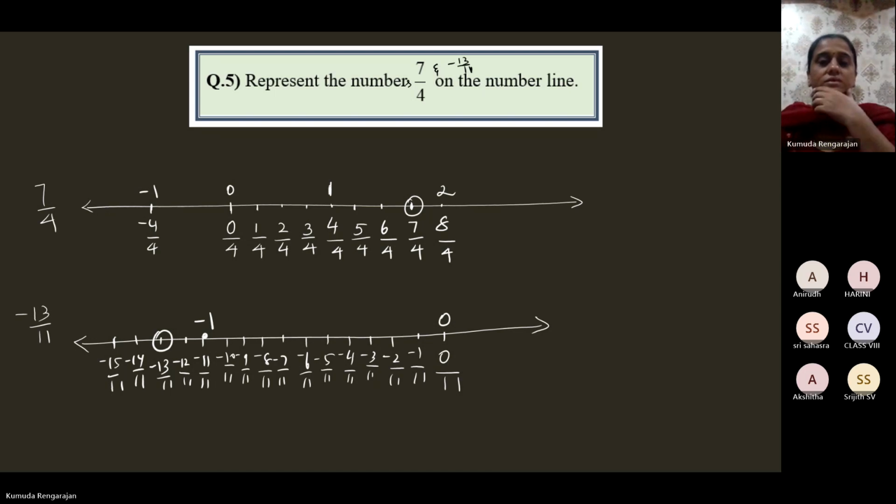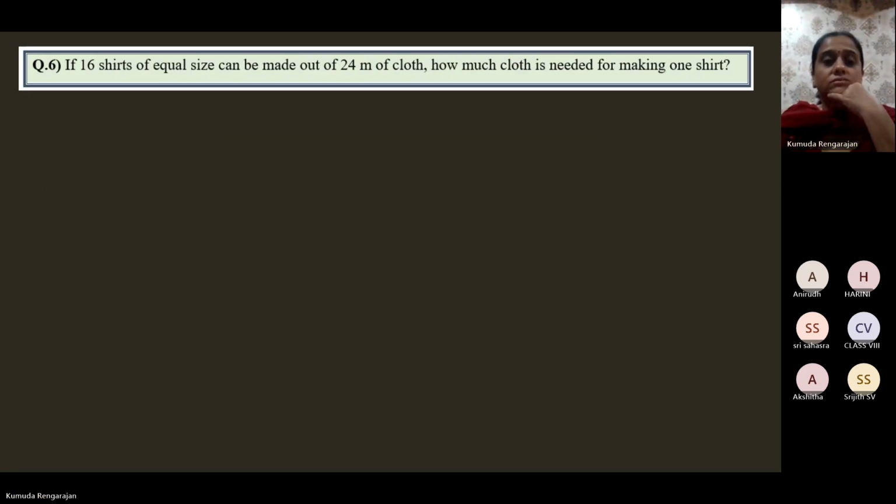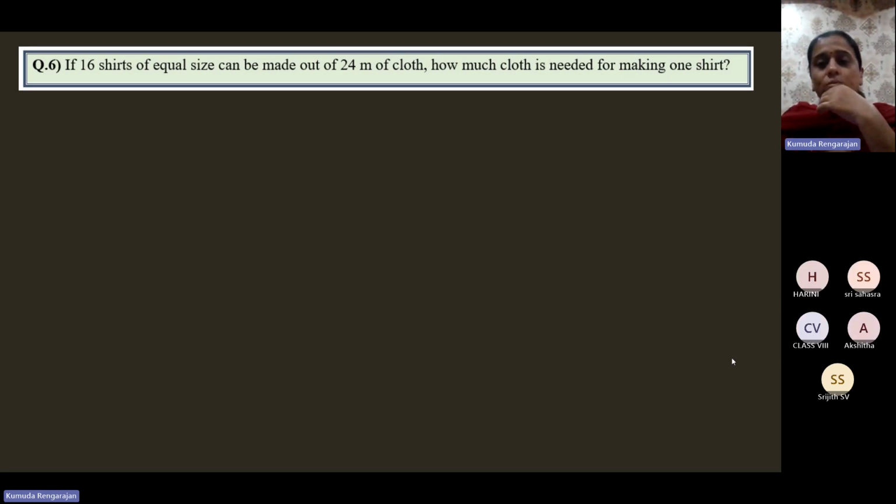Okay. Next one. If 16 shirts of equal size can be made out of 24 meters of cloth, how much cloth is needed for making one shirt?